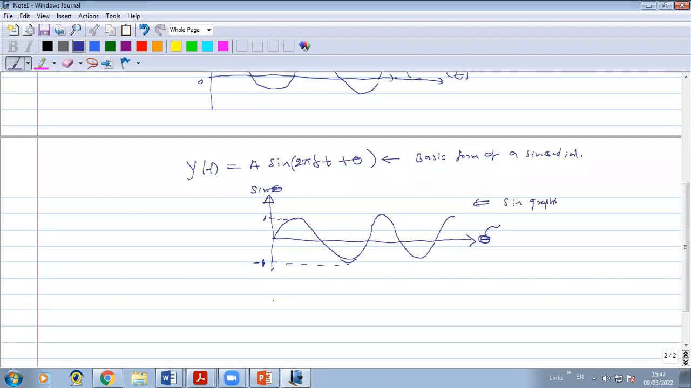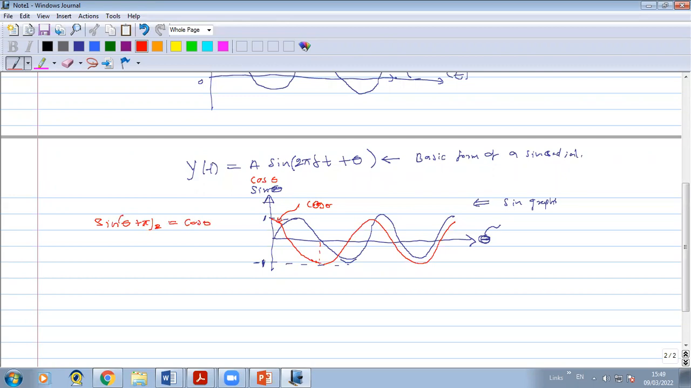If you plot the cos θ, you will start from here, from 1, like this. We will get it like this. So this is the cos θ. You know that sin(θ + π/2) is equal to cos θ.